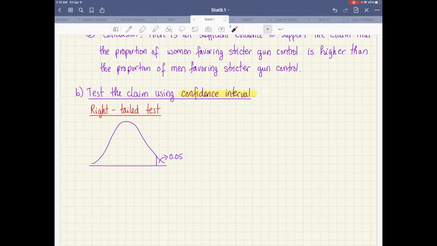However, your confidence level should be the area in the middle. It should be in the middle. So you have to imagine that there is another part out here that is equivalent to this. So this is 0.05, this is 0.05. They add up to be 0.10. The middle should be 0.9.